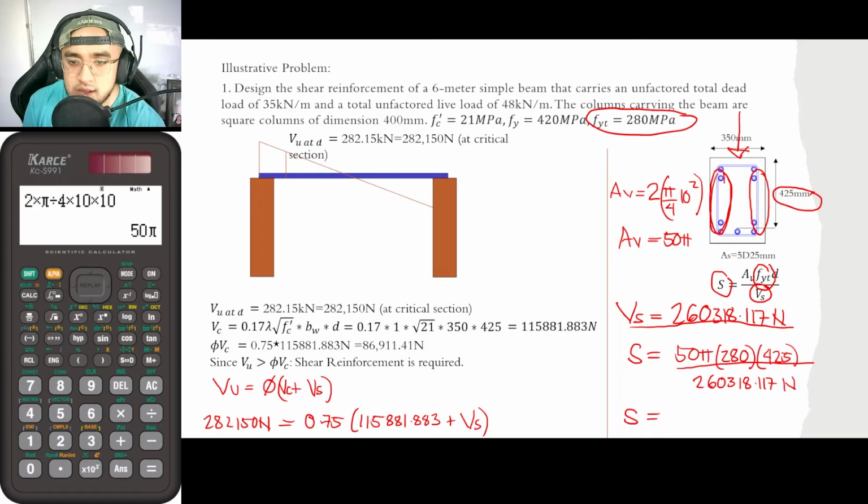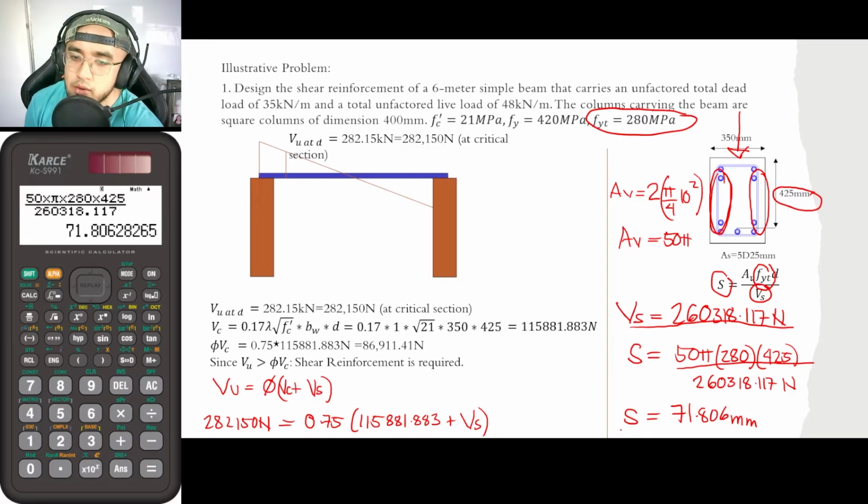So from that, the value of S is now equal to, looking at the calculator, 50 times pi times 280 times 425 divided by 260,318.117. Our answer here is 71.806 millimeters. Theoretically speaking, this is the required spacing for this shear load.